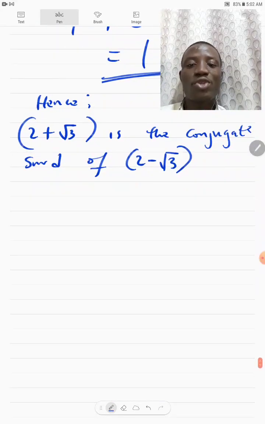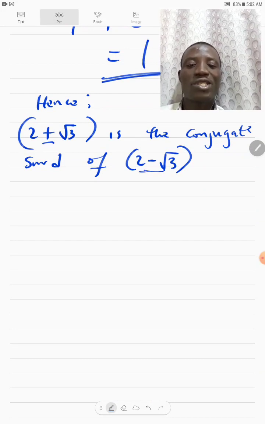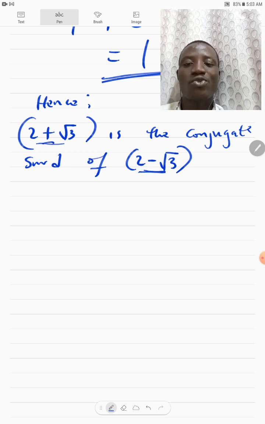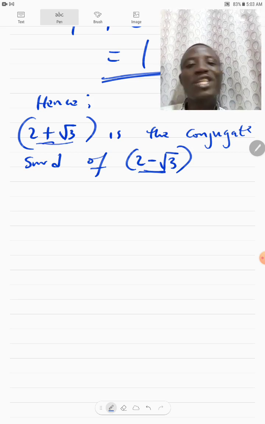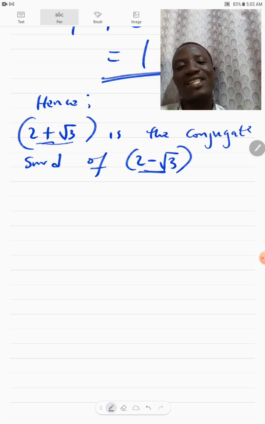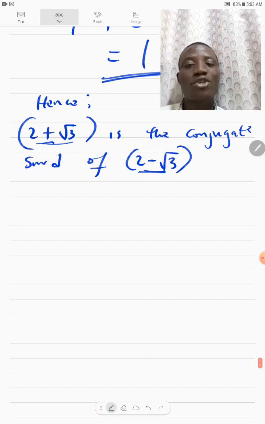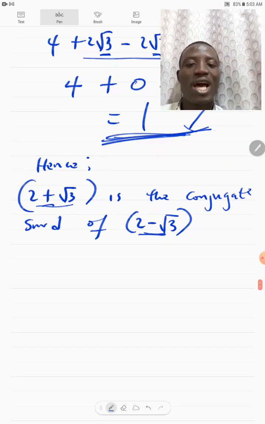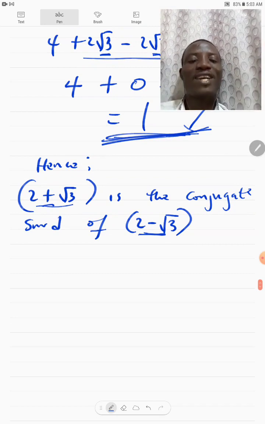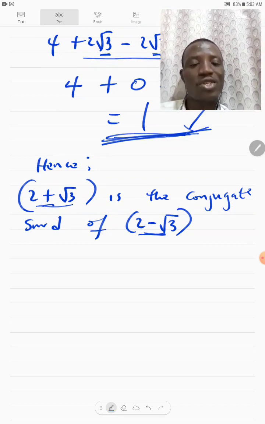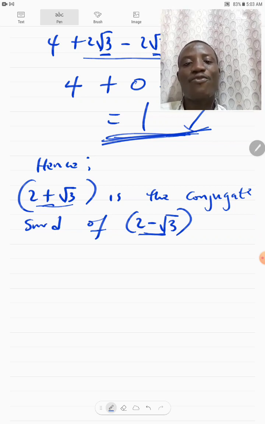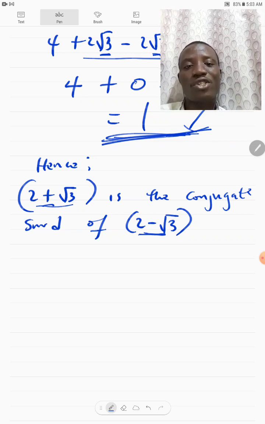2 plus root 3 is the conjugate of 2 minus root 3. The difference between them is just what? The sign. Why this one is minus, this is what? Plus. And it is only the conjugate of a surd like this that can turn that surd to a rational number. So when you have an expression, you use its conjugate to turn it to what? A rational number.